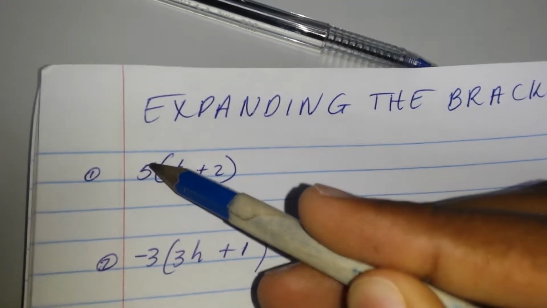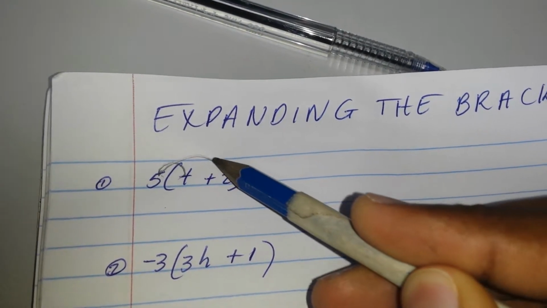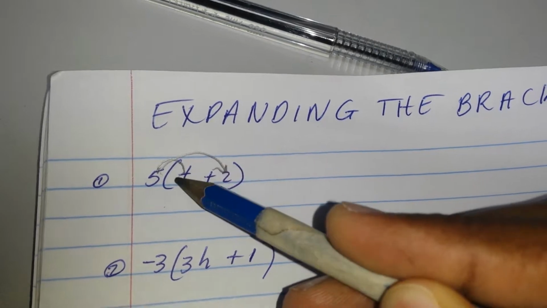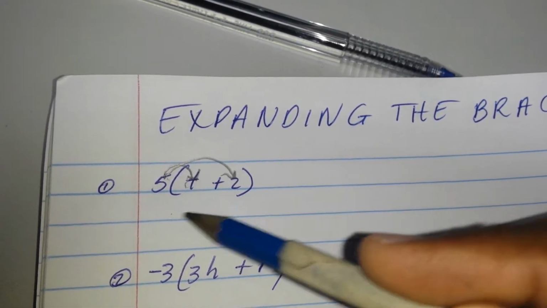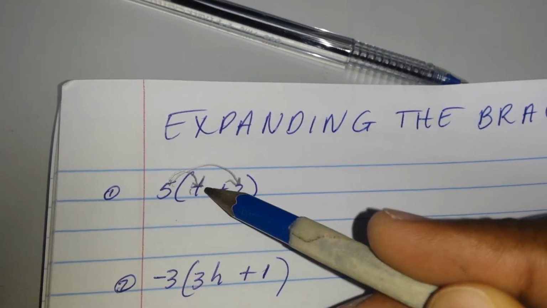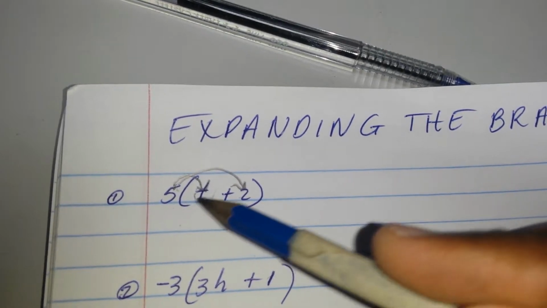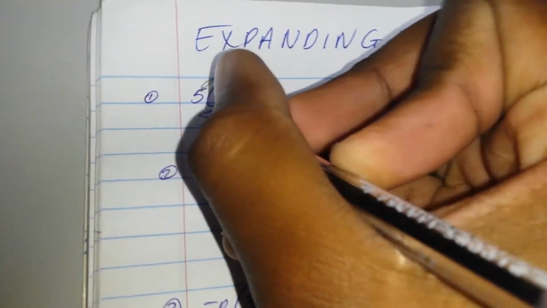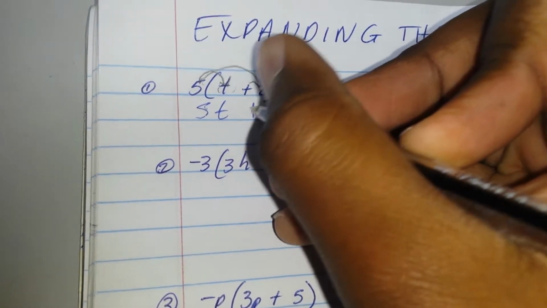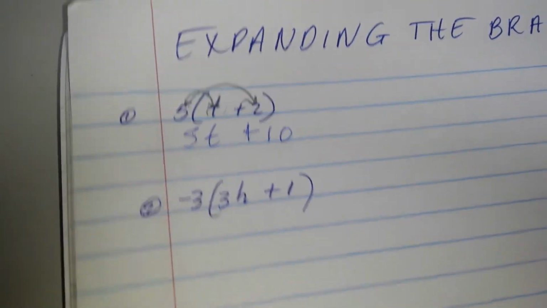We use the 5 and multiply by the two figures or two terms in the brackets, right? Now the brackets obviously means multiply, so 5 by t, which is 5t, and 5 by positive 2, which is positive 10. So that will be written as 5t plus 10. That's it, that's the answer, right? On to the next one.